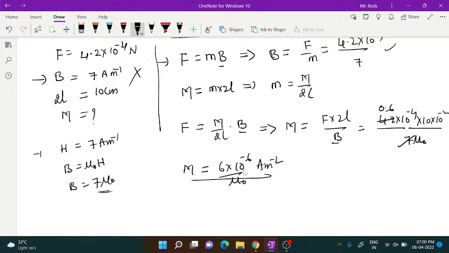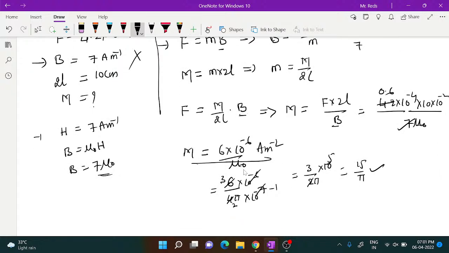mu naught is 4 pi into 10 to the power minus 7. 6 by 4 pi, 6 into 10 to the power minus 6, by mu naught, which is 4 pi into 10 to the power minus 7. Minus 6 cancel, minus 1 remains here. So it is 2 threes, 2 twos. So it would be 3 by 2 pi, 10 power minus 1. If it goes here, it becomes 10. So it becomes 2 fives. So 3 fives is 15. 15 by 5 it will become.